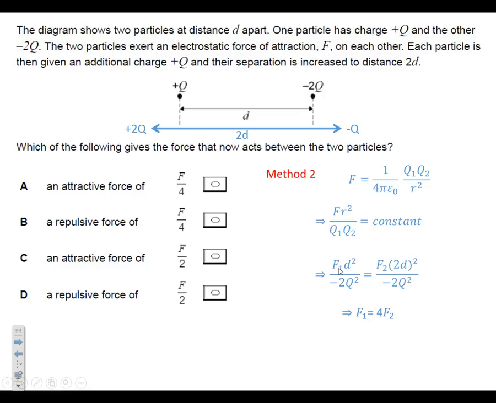And we can just cancel out all the common terms. We've got minus 2 squared there, we've got D squared and got D squared there. So it comes out as F1 is 4 times F2. So therefore, that's the answer, which is A again.